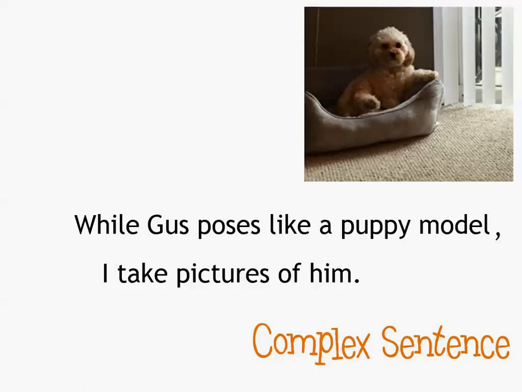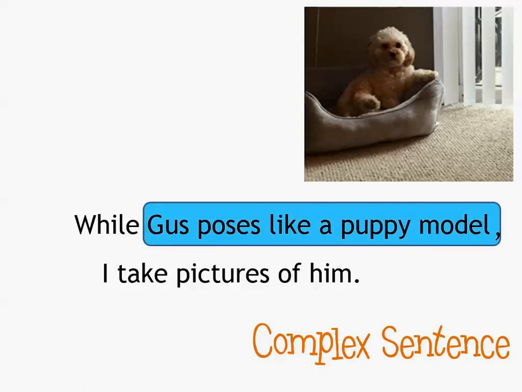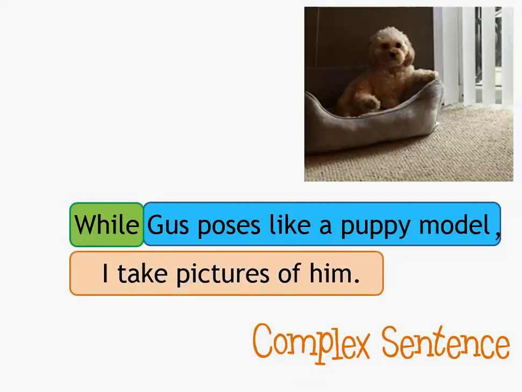So again, to review, we started with our independent clause, Gus poses like a puppy model. Because we've added that subordinating conjunction while to the beginning, we've turned our independent clause dependent, and now we need to add the independent clause, I take pictures of him, to form the sentence. Think you have it down? I think you do too.